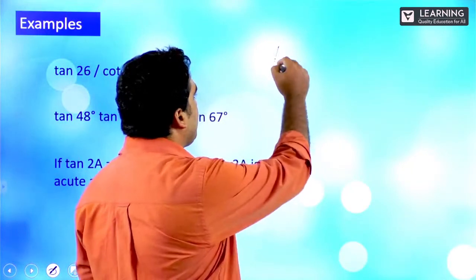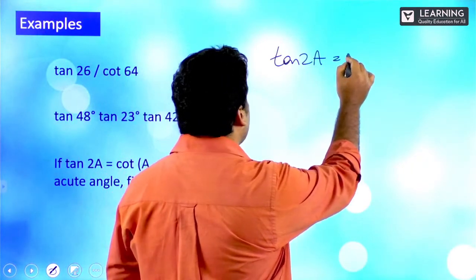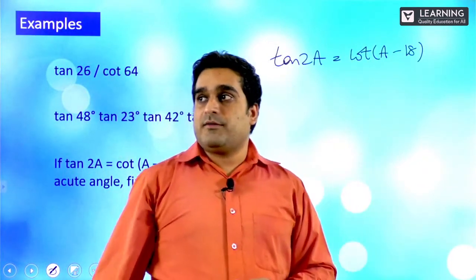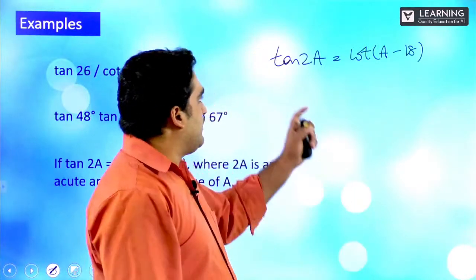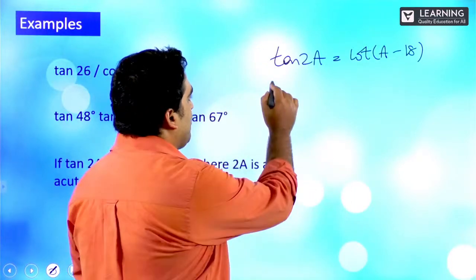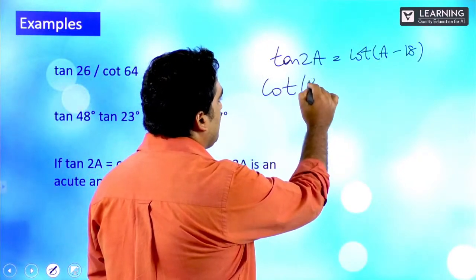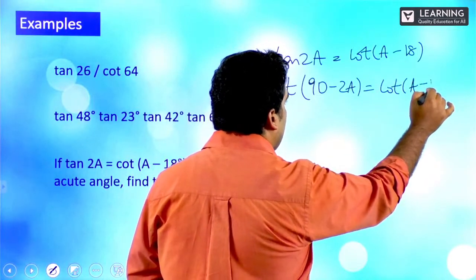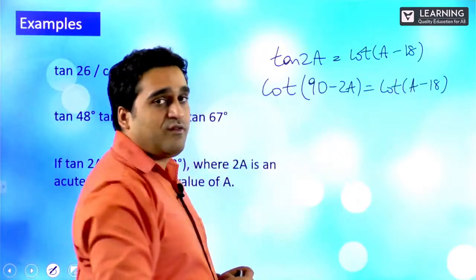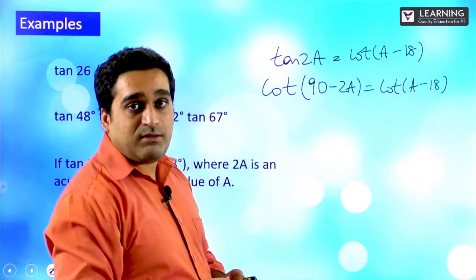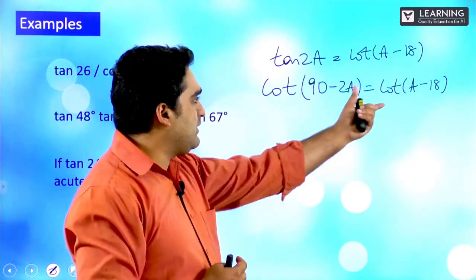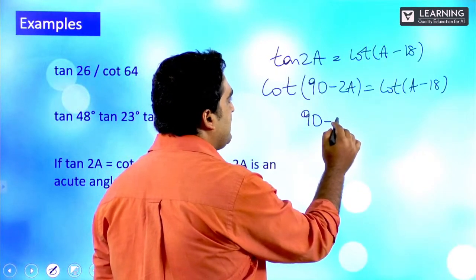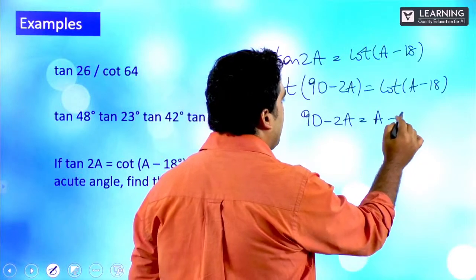Tan 2a is equal to cot a minus 18. Tan 2a can be changed into cot, where you write cot 90 minus 2a is equal to cot a minus 18. Since both sides have cot, the angles have to be the same. Since one is equal to the other, the angles must be the same. So, taking only the angles, 90 minus 2a is equal to a minus 18.